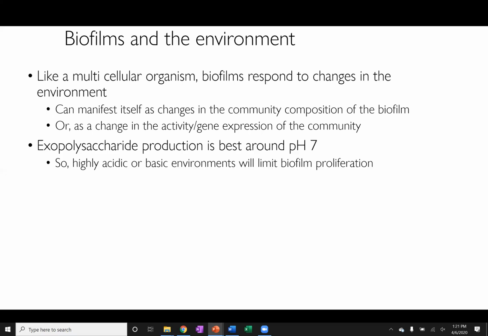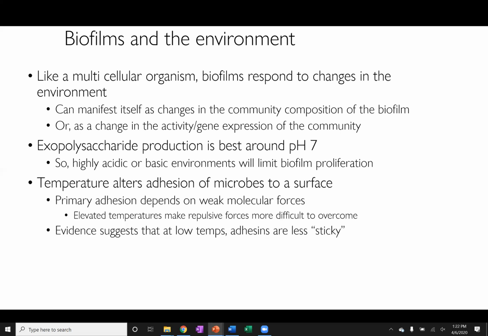So for instance, exopolysaccharide production is best around a pH of 7. So highly acidic or basic environments will limit biofilm proliferation. In addition, temperature does alter adhesion of microbes to a surface. Primary adhesion depends on weak molecular forces, so at elevated temperatures things are a little bit more difficult, and thus primary adhesion is harder at higher temperatures. In addition, the evidence does suggest that at low temperatures, adhesins are less sticky as a whole.